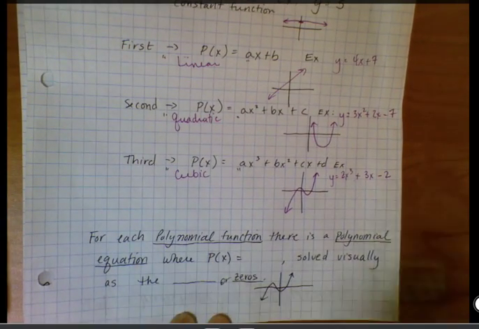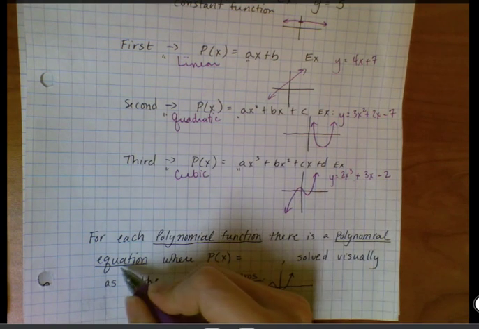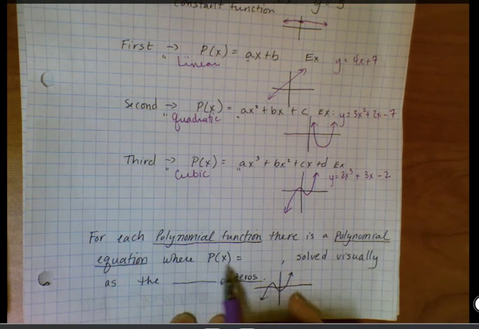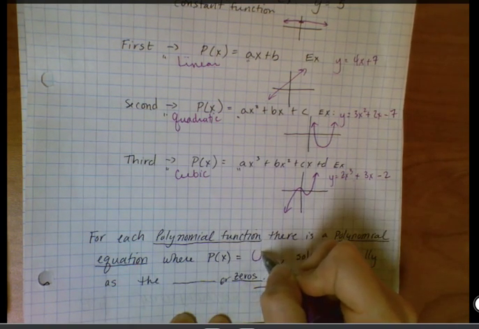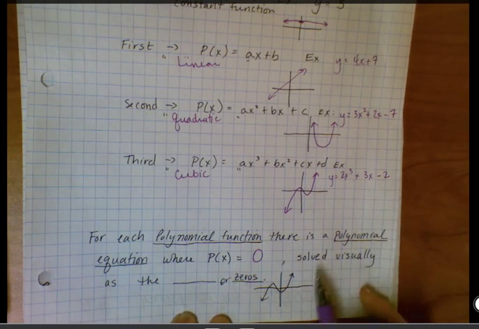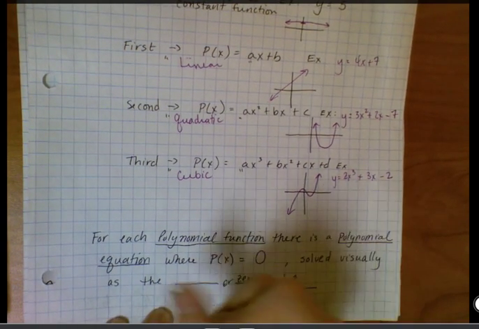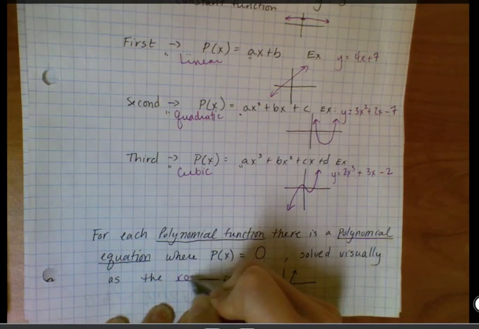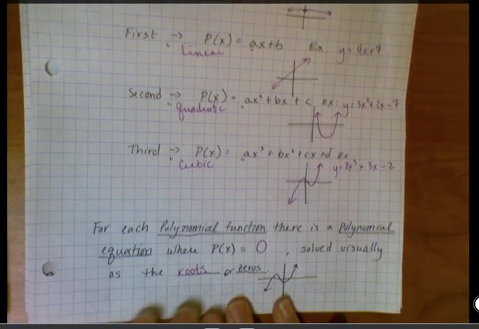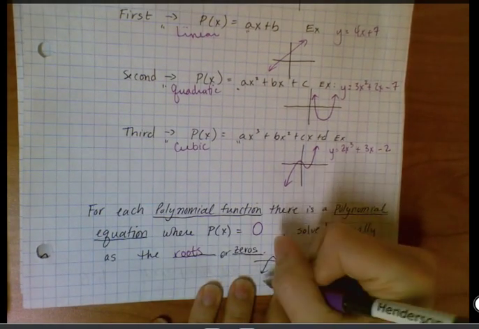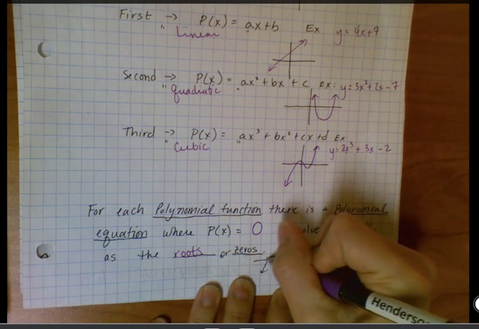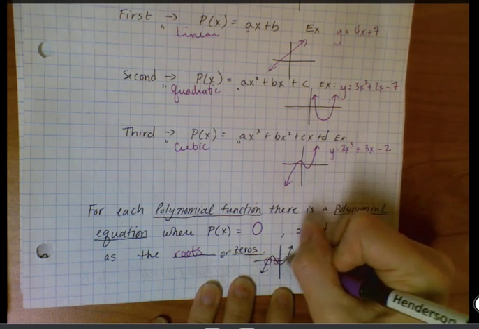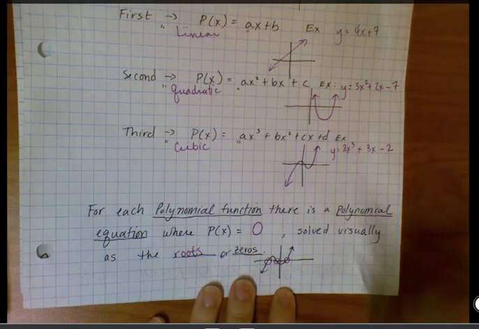For each polynomial function, there is a polynomial equation where p of x is equal to 0, solved visually as the roots, that's what we sometimes call those, or the zeros. So this polynomial right here is a cubic, and it has 1, 2, 3 roots that we can see clearly.